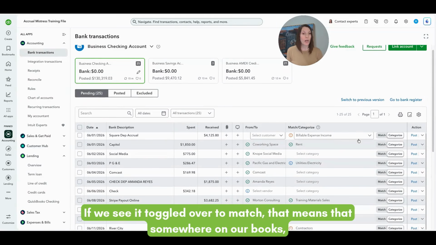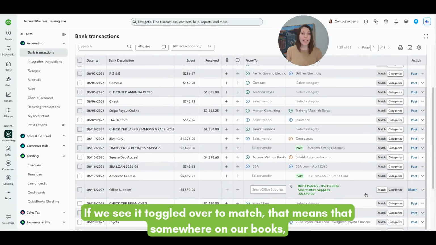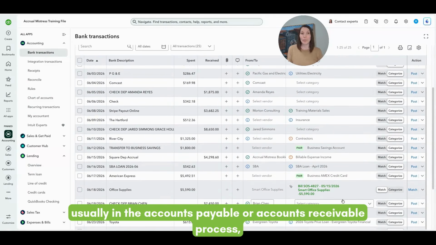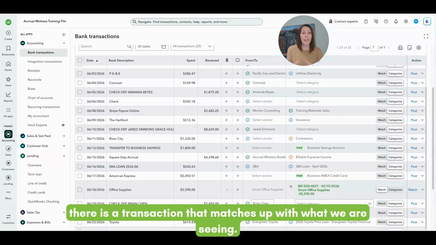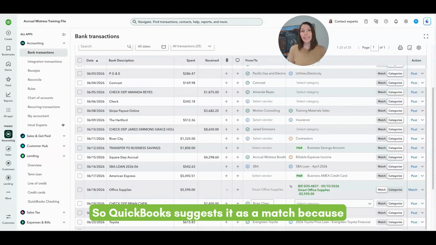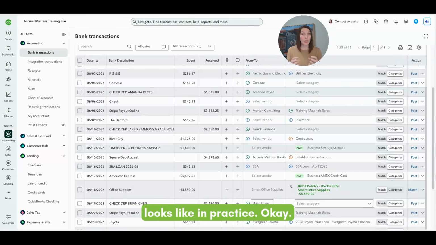If we see it toggled over to match, that means that somewhere on our books, usually in the accounts payable or accounts receivable process, but sometimes in other areas, there is a transaction that matches up with what we are seeing. So QuickBooks suggests it as a match because we don't want to duplicate these transactions. So let's go ahead and look at what this actually looks like in practice, okay?